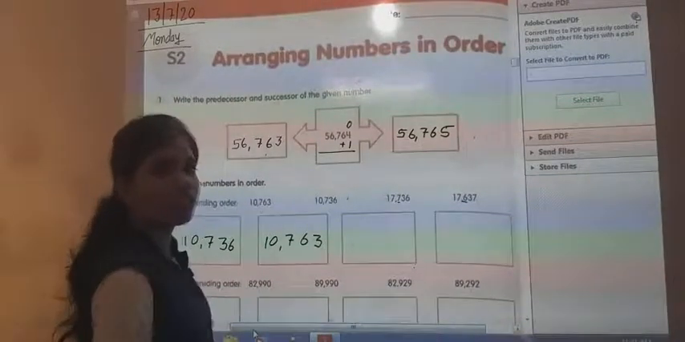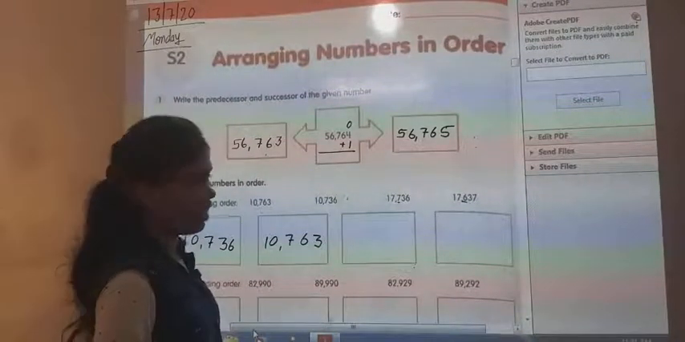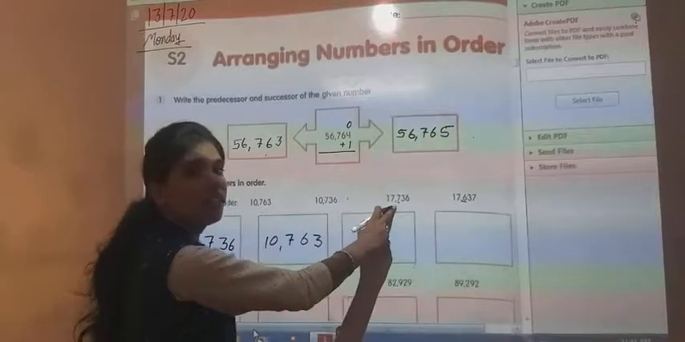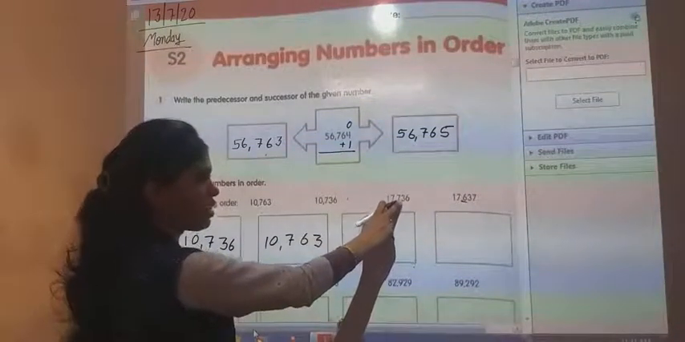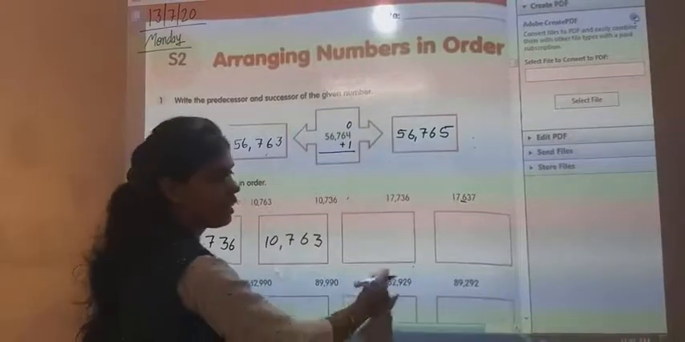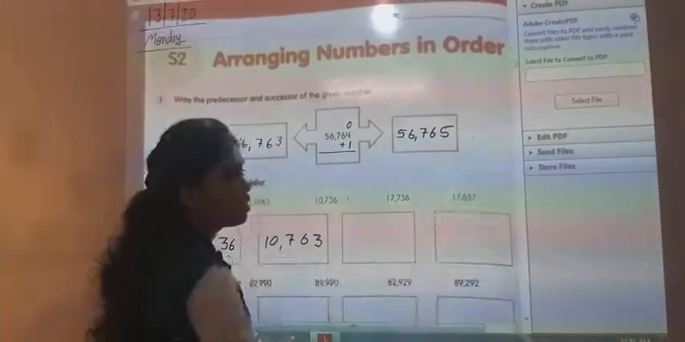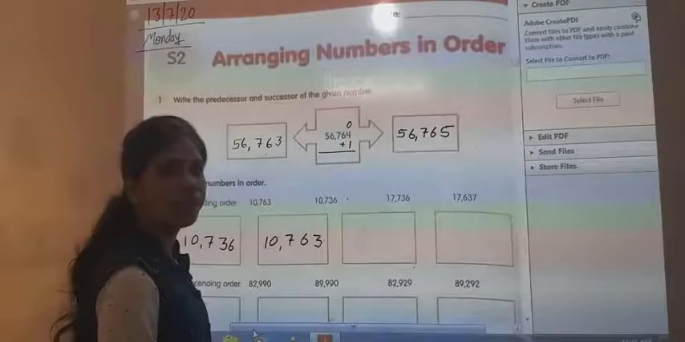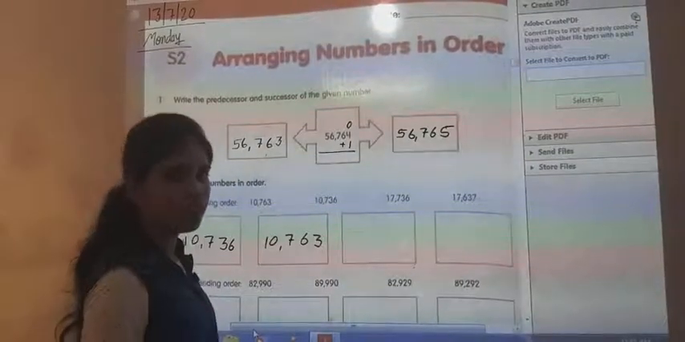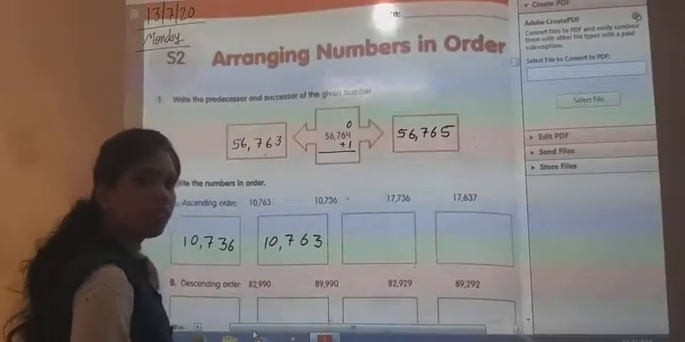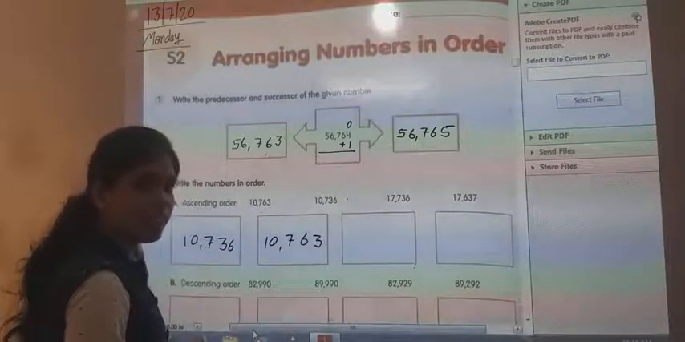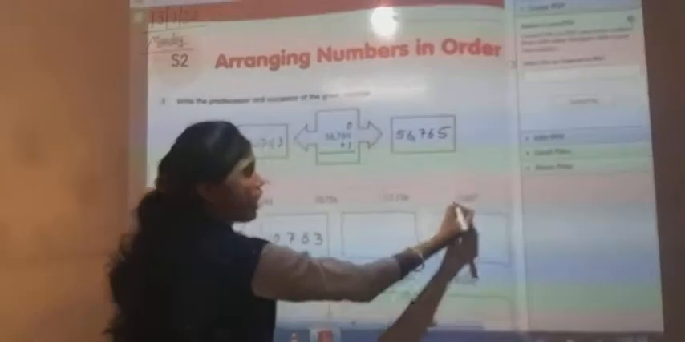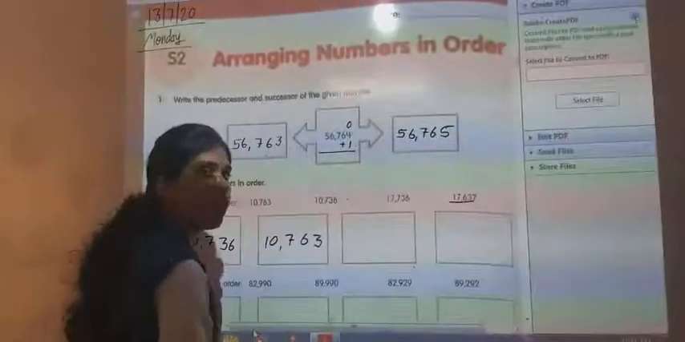Next place, what is the next place? Yes, right. Next place is 100, and we have 7 in the first number, and in the other number we have 6. Which one is smaller, 6 or 7? Yes, students, tell me, which one is smaller? 6 or 7? Yes, right, 6 is smaller. So this number is smaller.